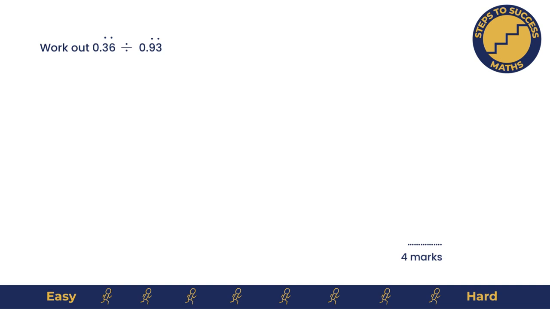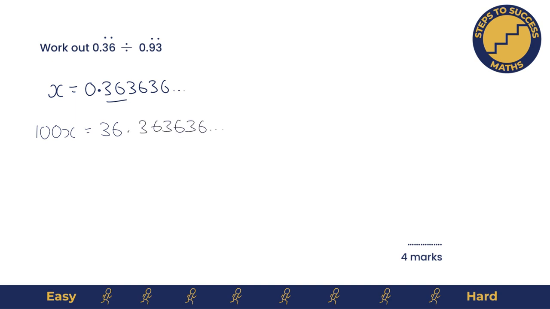Work out 0.36 recurring divided by 0.93 recurring. So we need to write each one of these as a fraction. Let's start with 0.36. So x is equal to 0.363636. So to get it so that we've got the extra bit recurring, we'll need to multiply by 100x. So 100x is 36.363636. And then if I just take x off that, I've got 99x is equal to 36. So x is 36 over 99.